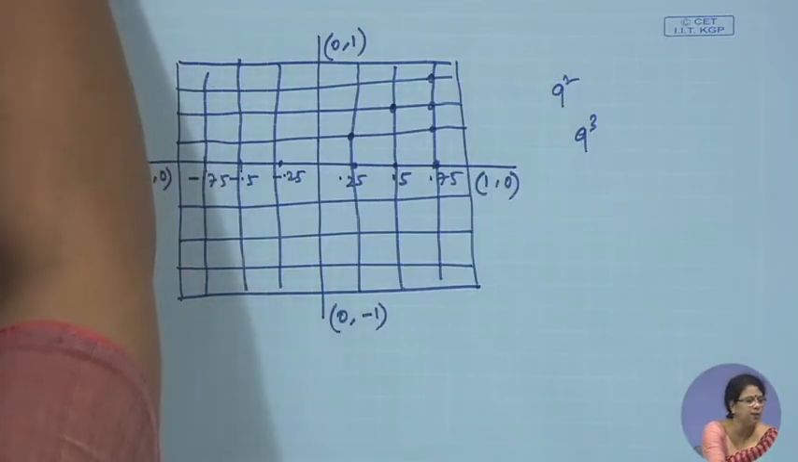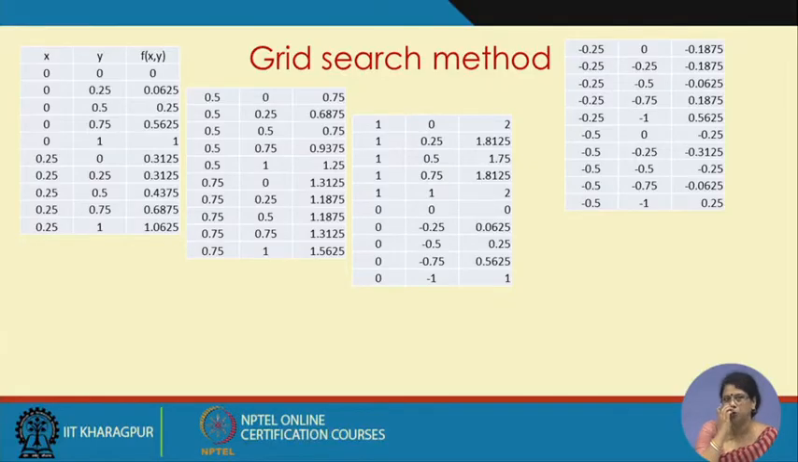For this problem, I found a few values. In that way, you can find 81 points and the functional value at those 81 points, and you can see how the functional values move. In that way, very nicely you can find the local minimum, or if you want, you can find the global minimum.